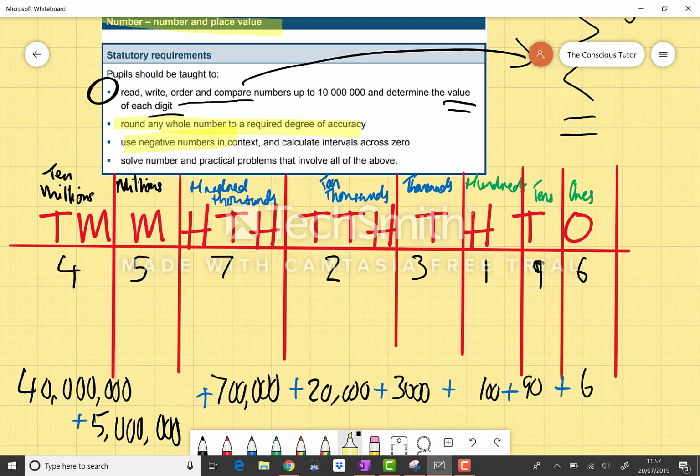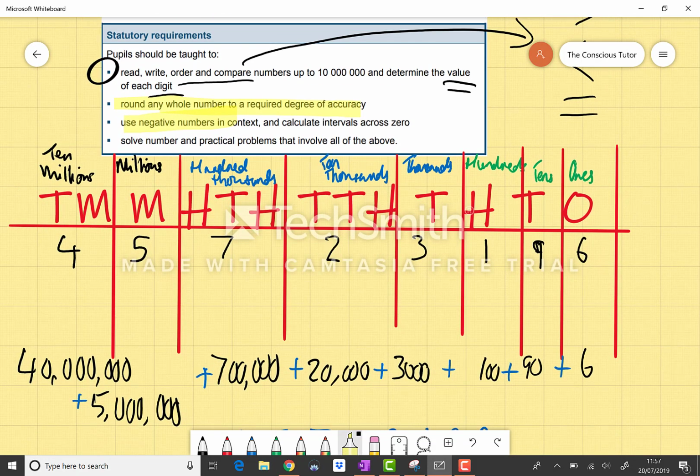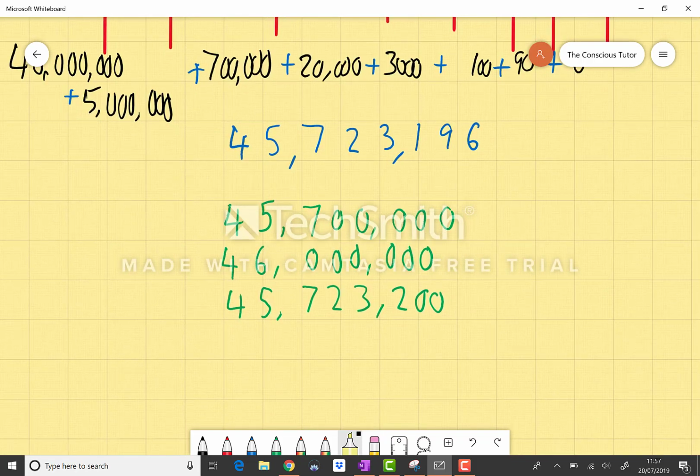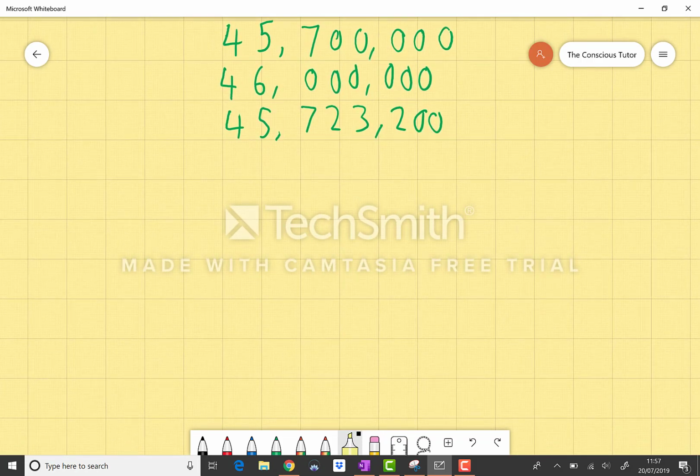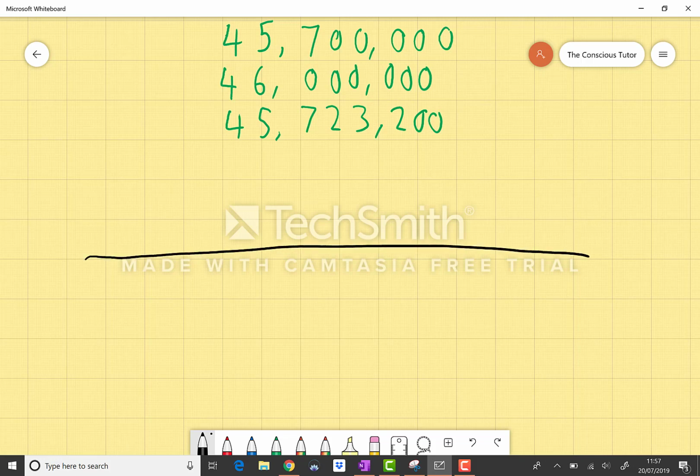Children also need to be able to use negative numbers in context and calculate intervals across 0. So again, real life representations are used usually. Children need to be familiar with the negative number line and be able to calculate the difference between a positive and negative number. So the vocabulary of difference is important.